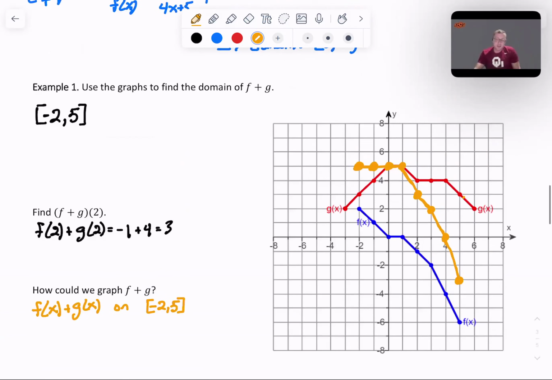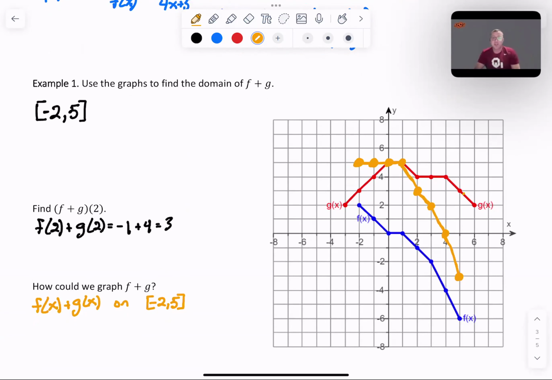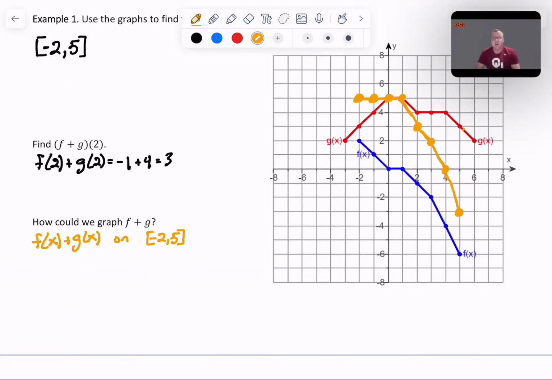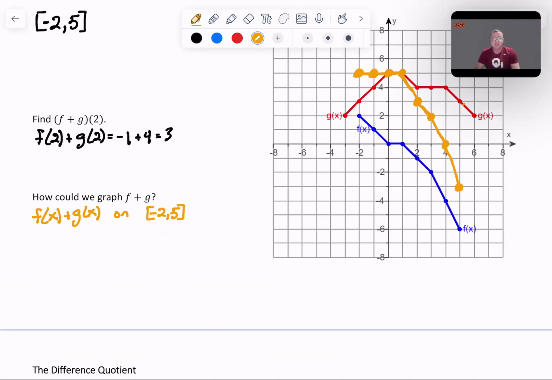So it's just using the restricted domain for f plus g and adding each of the outputs for these. Just like here, how we did f of 2 plus g of 2, we're doing it for every value of x between -2 and 5.